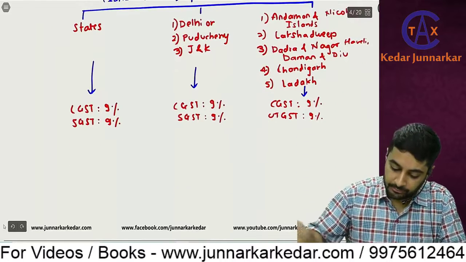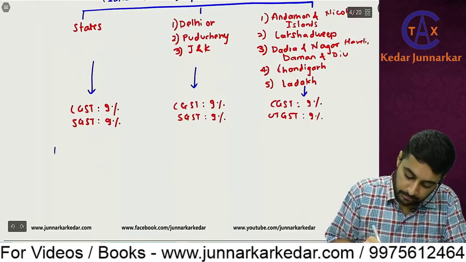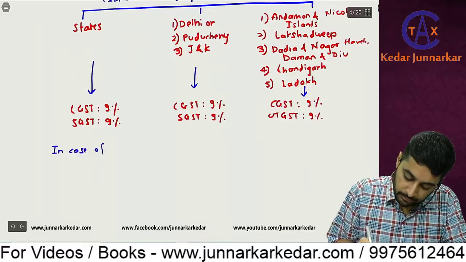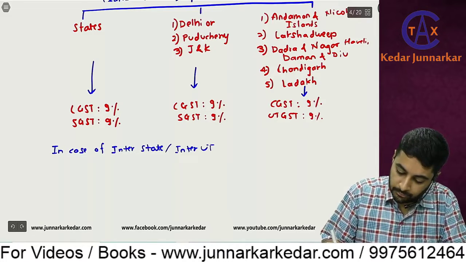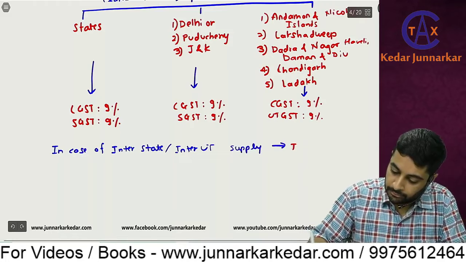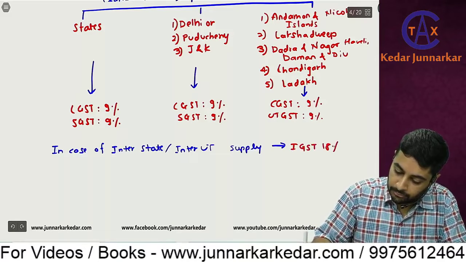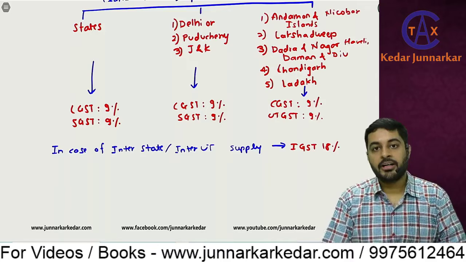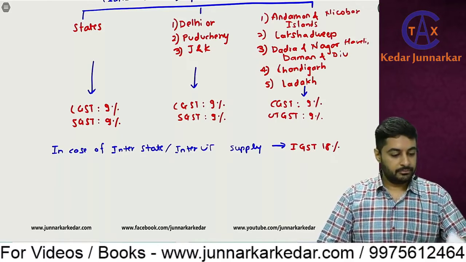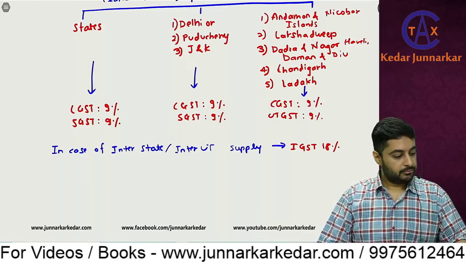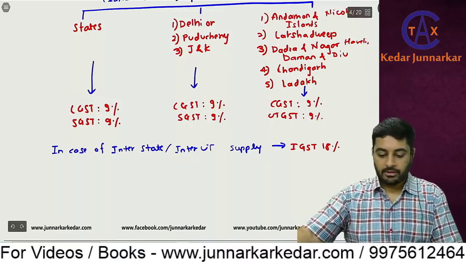So write down: in case of interstate or inter-union territory supply, IGST 18%. Got it? Okay.